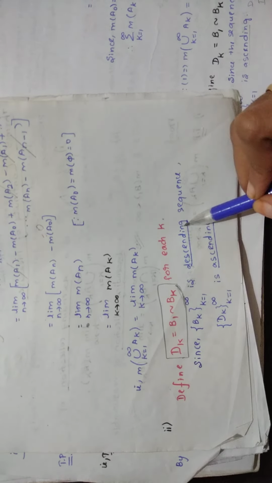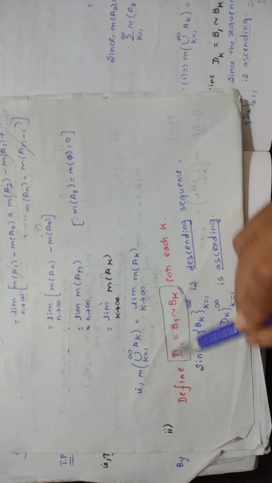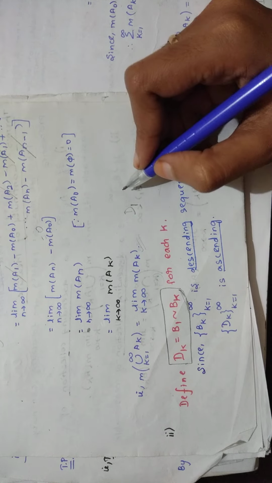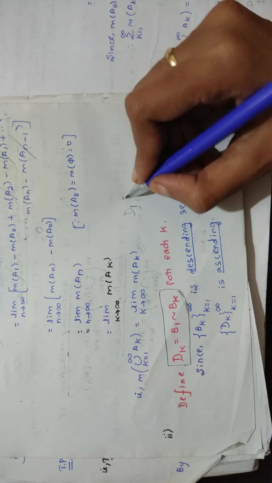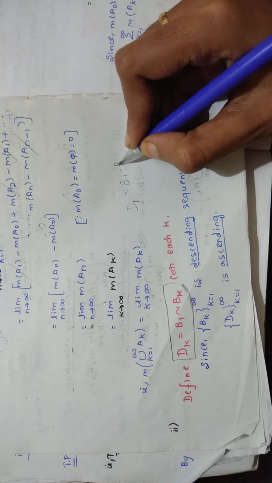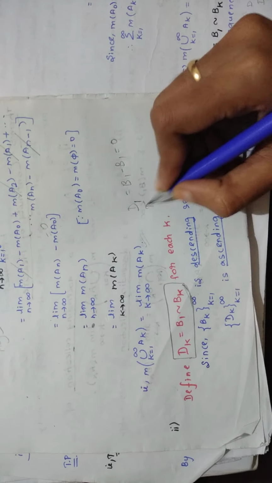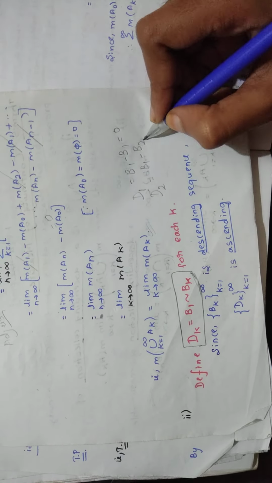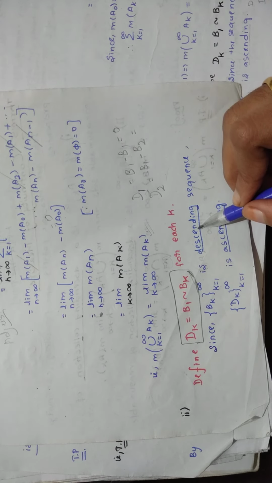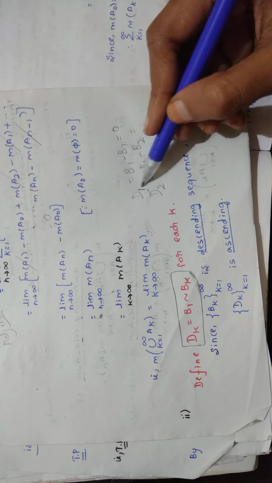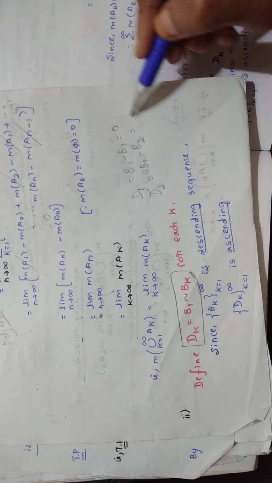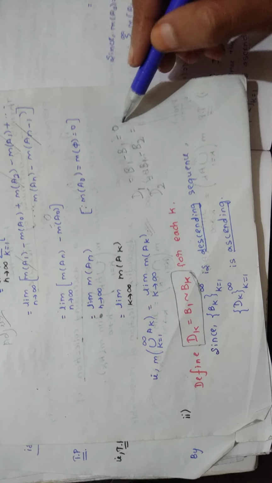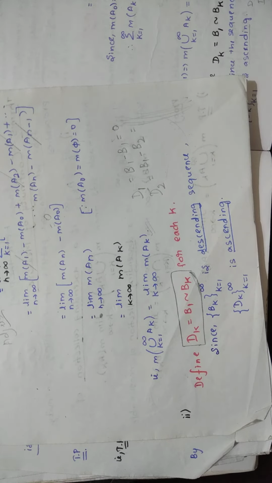So if this is a descending sequence, then dk will be ascending. That is, when you find d1, in the place of k you put 1, you will get b1 minus b1, which is 0. When you find d2 you will get b1 minus b2. So this is a descending sequence, no? So when you find d1, d2, these values keep on increasing.